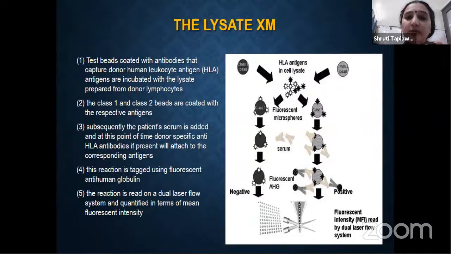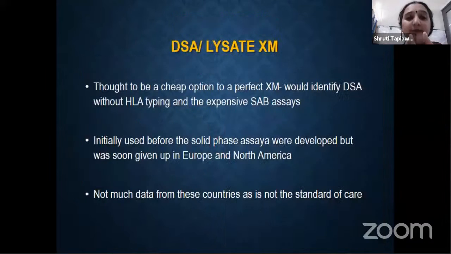So what do they do in a DSA cross match or a lysate cross match? The HLA antigens in the cell lysate. Cell lysate means the donor cells are mashed and the cell antigens are released. They are then coated to the inert beads, mixed with the serum and run in the Luminex machine. Till the principle goes, it seems okay. But what is the problem? The problem is that it gives a lot of false positives, and this is what again messes up the matter.